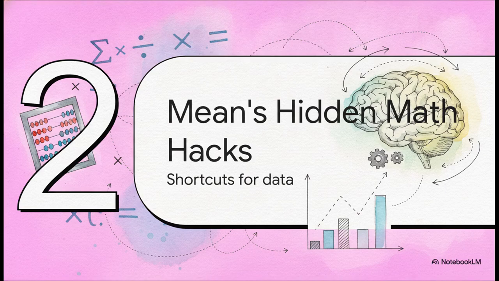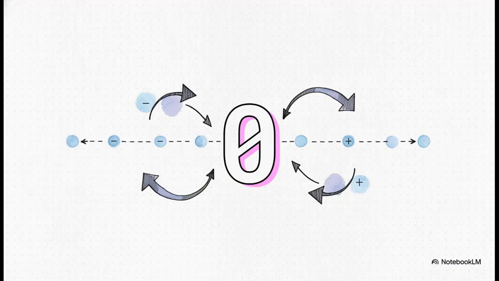Moving right along to Section 2, Mean's Hidden Math Hacks. And what's really interesting here is that these properties aren't just boring rules to memorize. They're actually brilliant shortcuts. Take property 1, for instance. It reveals this foundational secret of statistics. The sum of the deviations of all observations from their mean is always exactly 0. Seriously, if you measure how far every single data point is from the mean and add all those distances together, you will hit absolute 0 every single time.